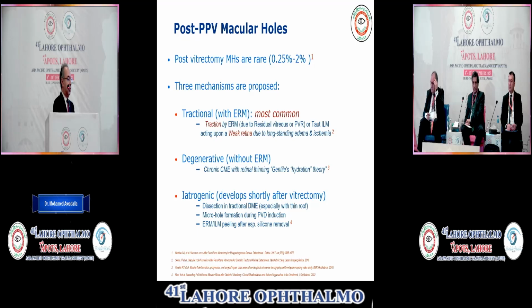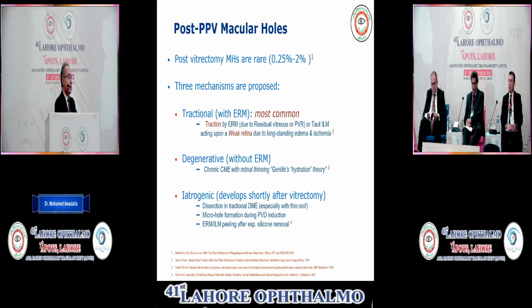The second type of macular hole is relatively uncommon, and where you do not find an epiretinal membrane. Those are the degenerative type, and the supposed theory behind the degenerative post-vitrectomy macular hole is that chronic cystoid macular edema, with all those cysts, gets retinal thinning, sometimes rupture of the roof of the hole with a big cyst results in a hole. This is what we call the Gentile's hydration theory.